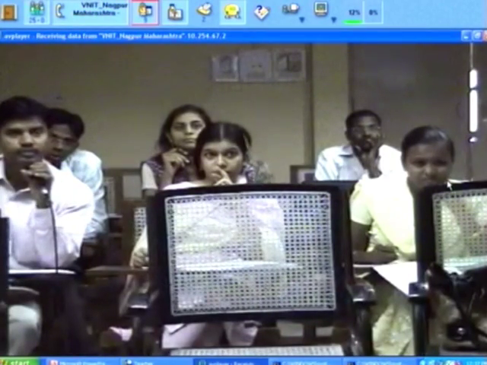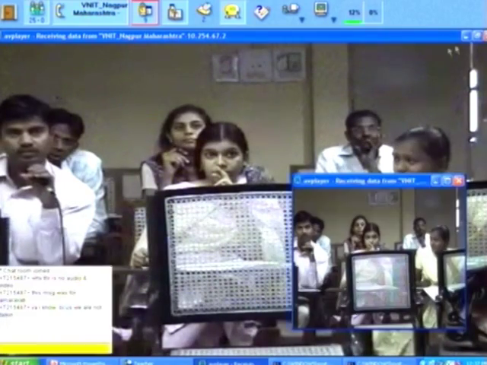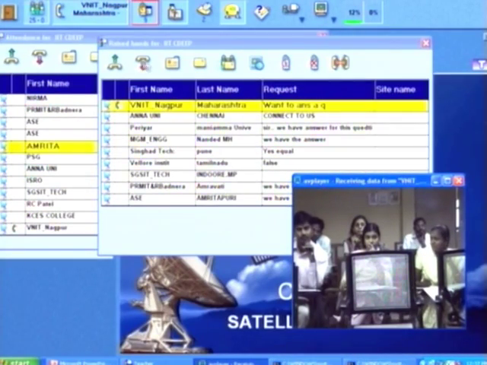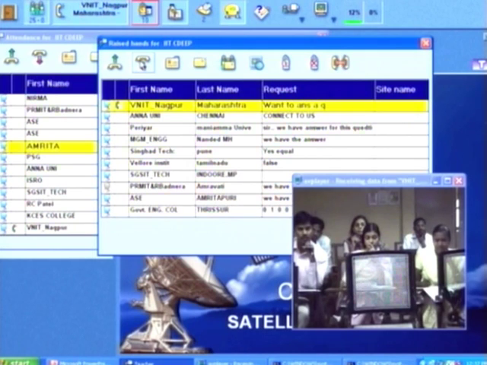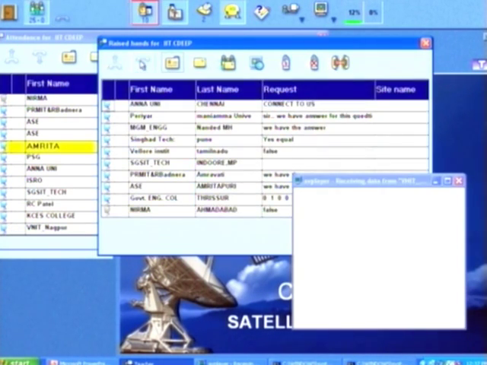Yeah, VNIT Nagpur has an answer. Yeah, go ahead. The answer is A equals B. Sorry, this is not equal. See, for example, here I said A equals 1 is to 4, so the answer is A equals B. Okay. Here you have to understand the operator. Here I am saying equal equal. That means I am comparing the two things.